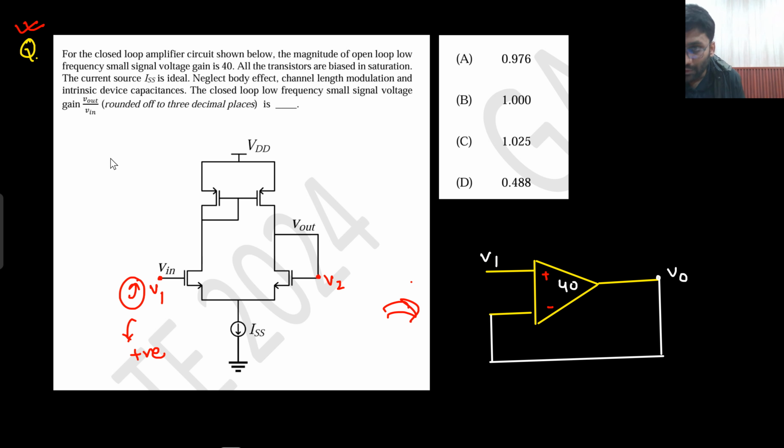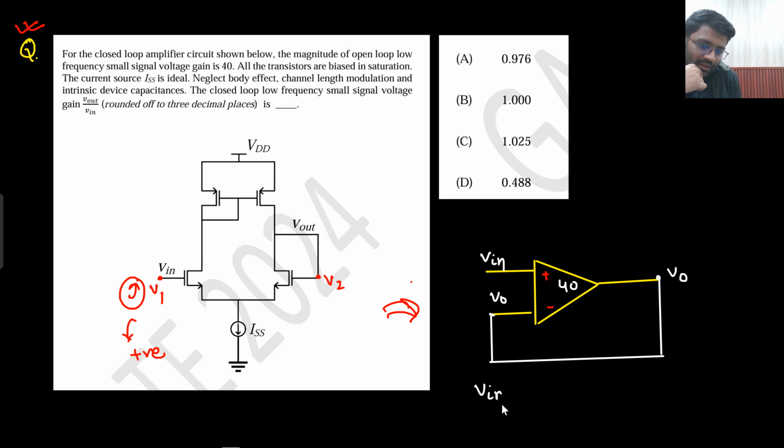So what you need to find out? You need to find out V out by V in, because V1 is V in now. So what will be your V out by V in? This V0 can come here, right? V0 is directly coming back. This has been connected to V2. So V0 has become V2.